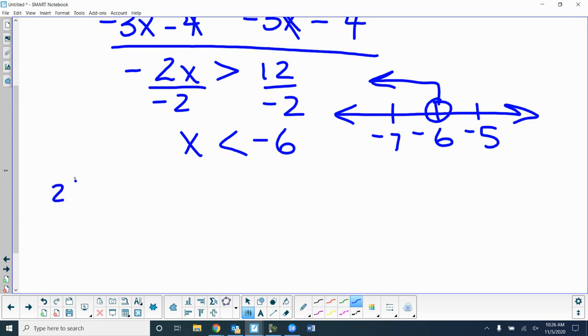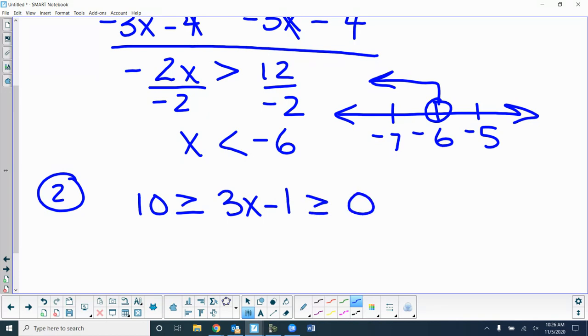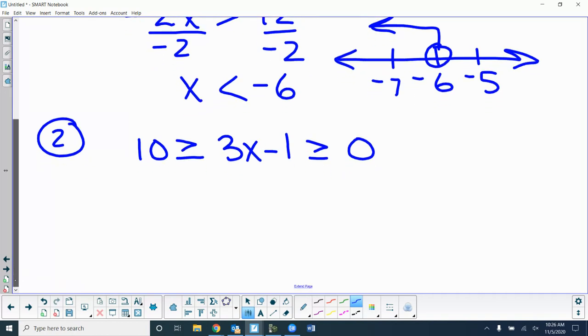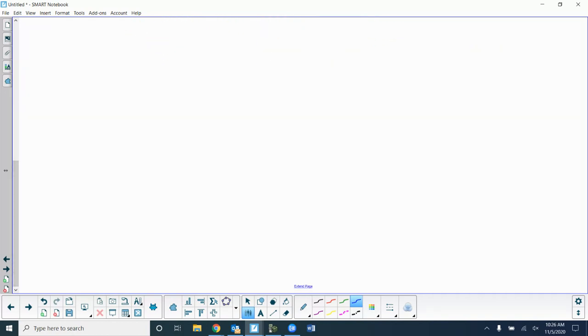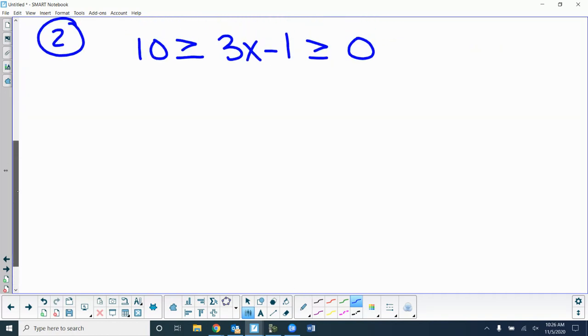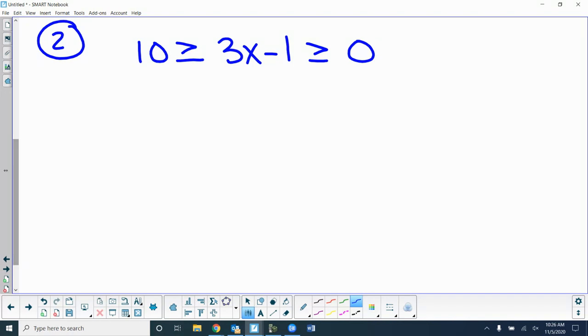Number 2 is a compound inequality. And we have greater than or equal to. So when it's a greater than, it's an or problem. So when it's done like this, instead of writing both problems, I like to just do both at once.